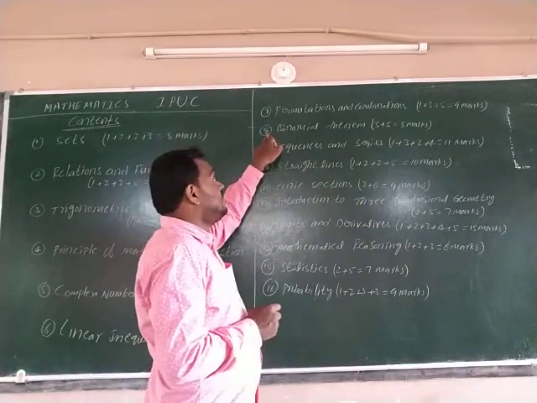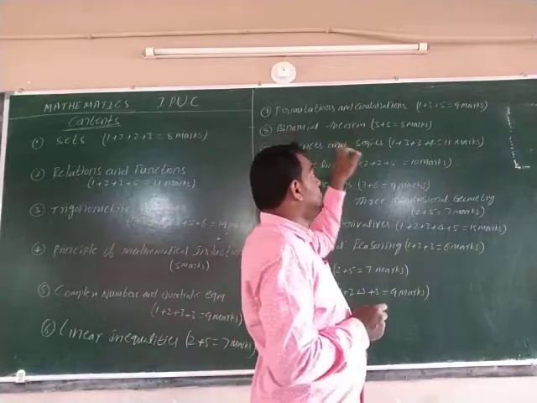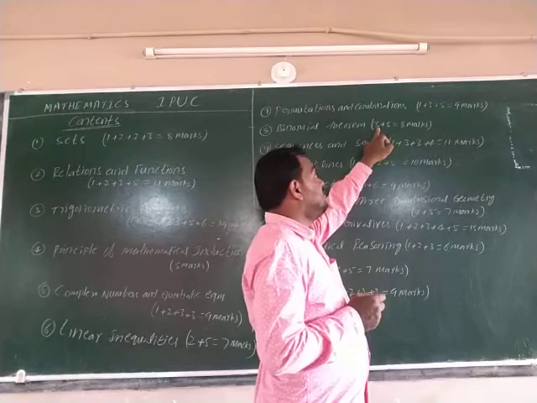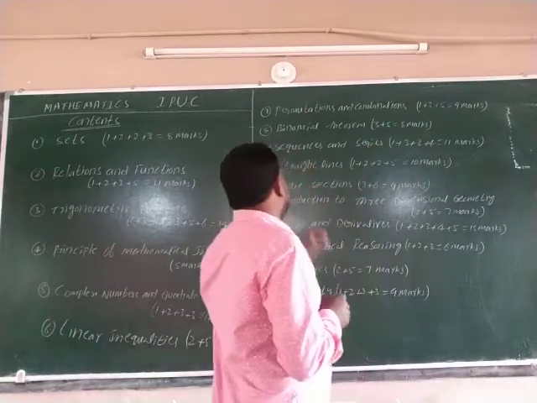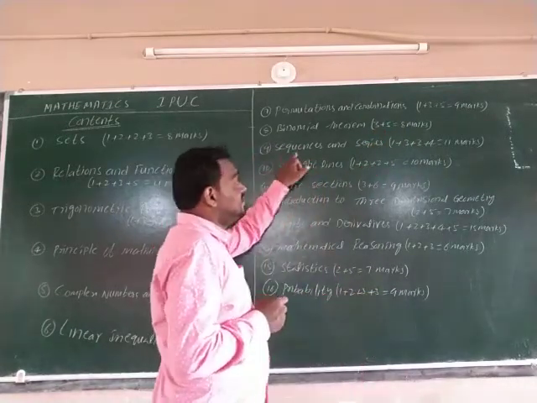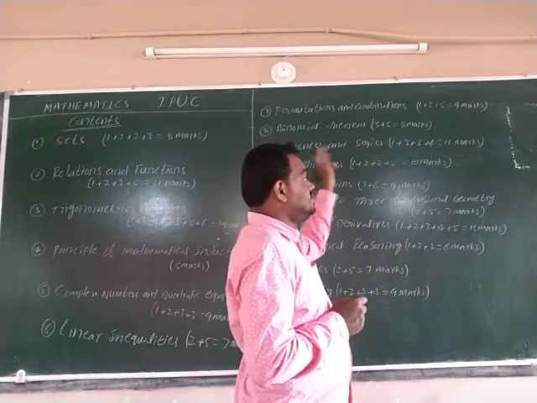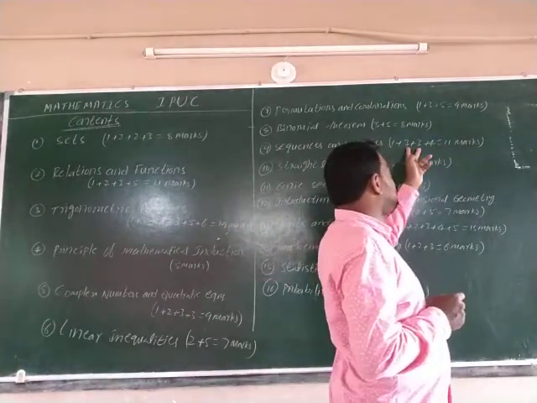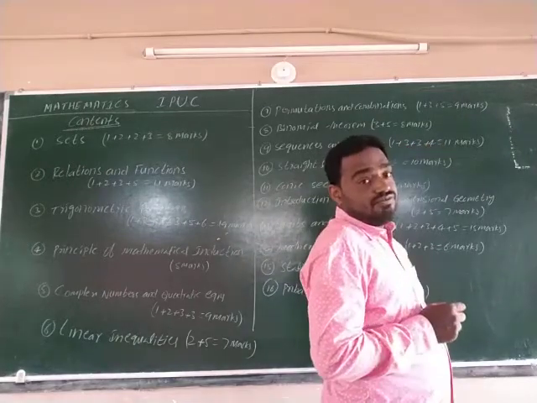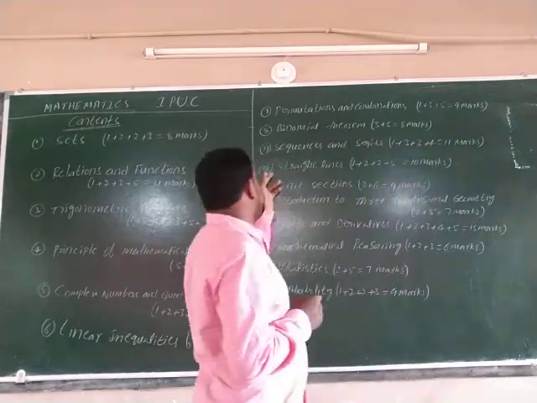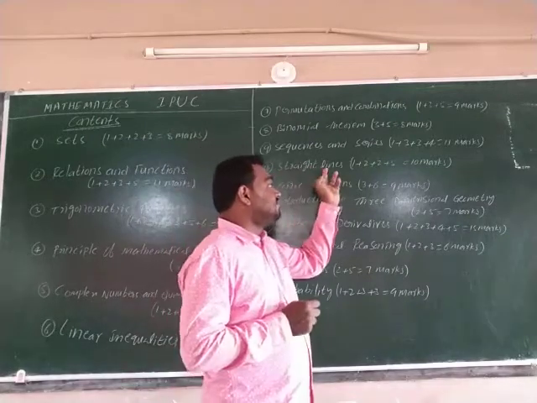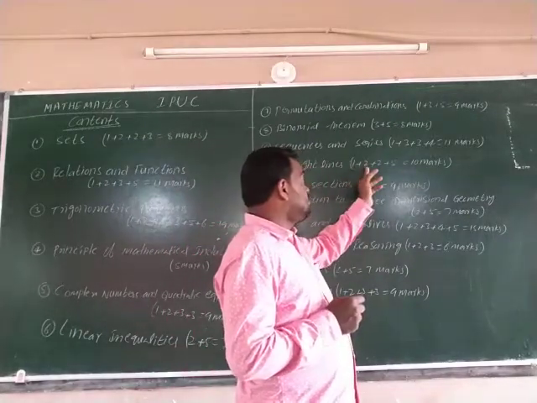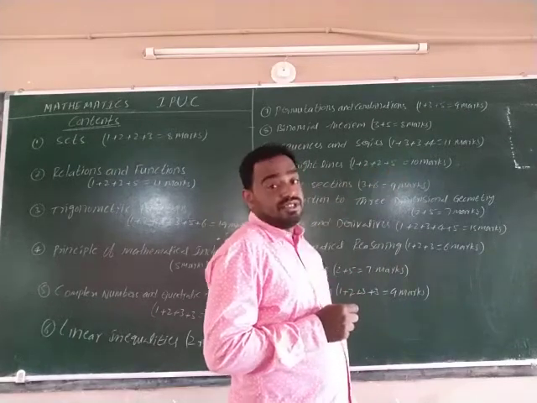Next, 8th chapter, binomial theorem. This chapter weightage is 8 marks: one 3 marks question, one 5 marks question. Next, 9th chapter, sequences and series. This chapter weightage is 11 marks: one 1 mark question, two 3 marks questions, one 4 marks question. Next, 10th chapter, straight lines. This chapter weightage is 10 marks: one 1 mark question, two 2 marks questions, one 5 marks question.